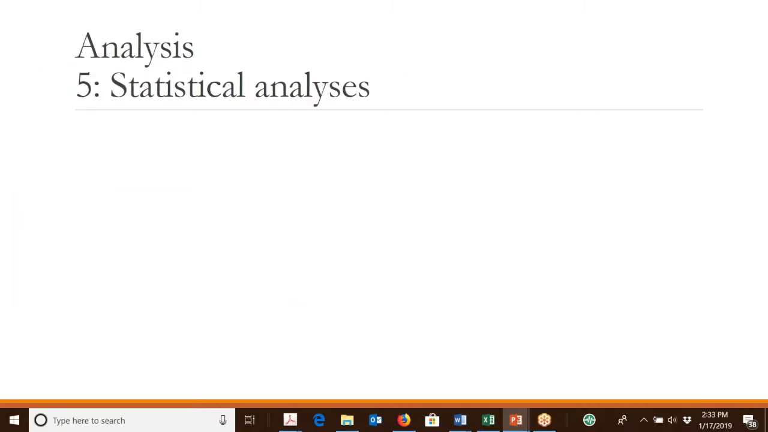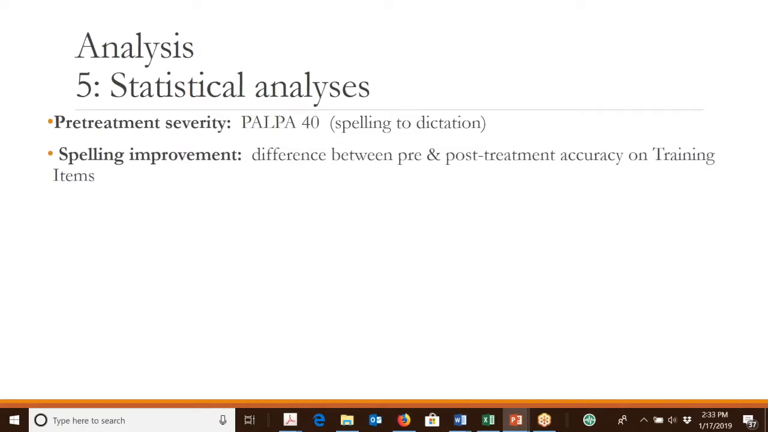Now that we have modularity, PC and WD values for each individual in the patient group and in the control groups, we can carry out a number of statistical analyses to address those questions that we had. Before saying a little more about the analyses, let me define a couple of terms. One of the values we're interested in is pretreatment severity, which we define by the score on the PALPA 40, a spelling to dictation task administered prior to treatment to all the participants in the study. We're also interested in spelling improvement, which is the difference between pre- and post-treatment letter accuracy on the training items. So we have those two measures.